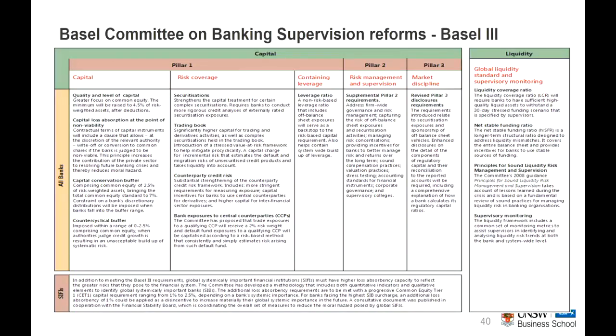So you see these acronyms called SIFIs or GSIBs. GSIB stands for Global Systemically Important Bank. SIFI is Systemically Important Financial Institution, kind of the same thing.